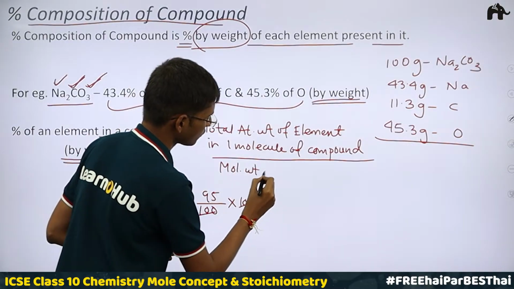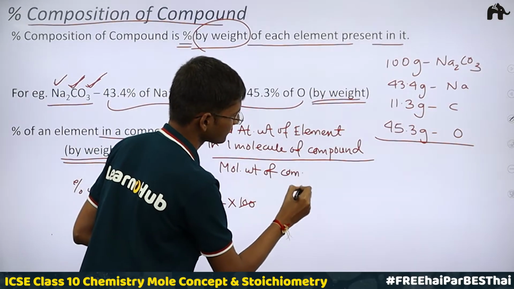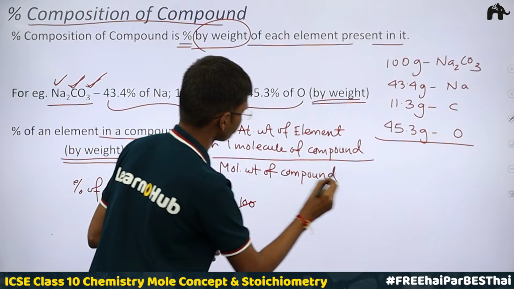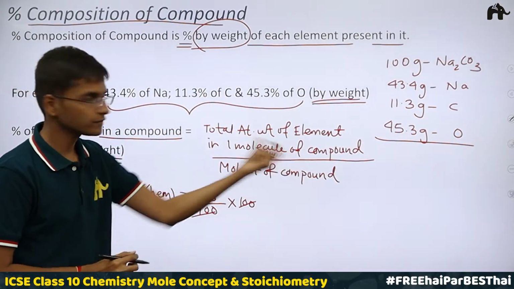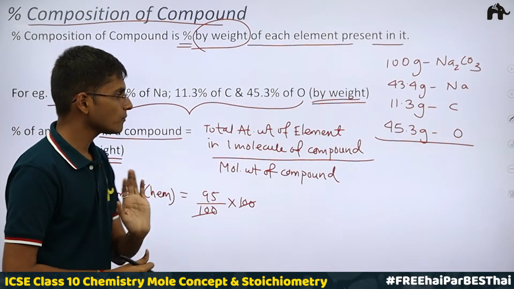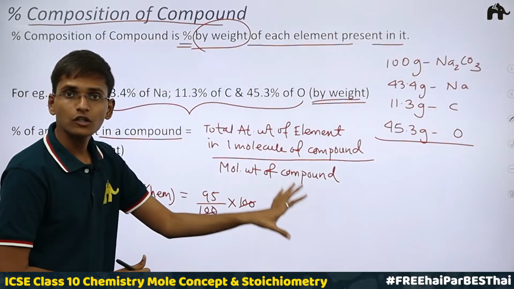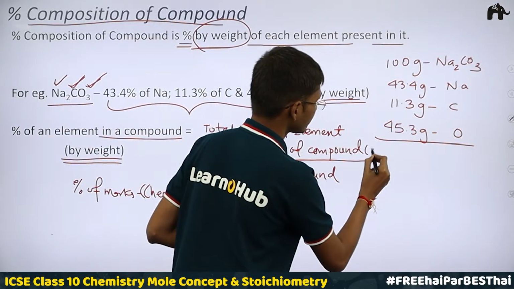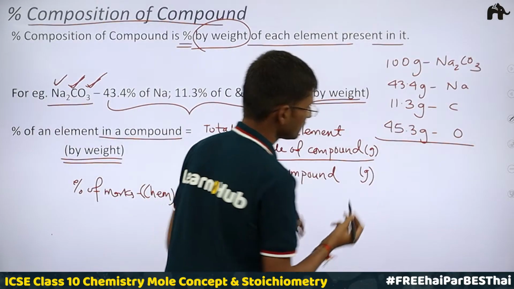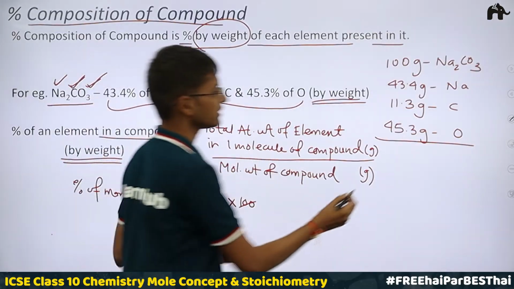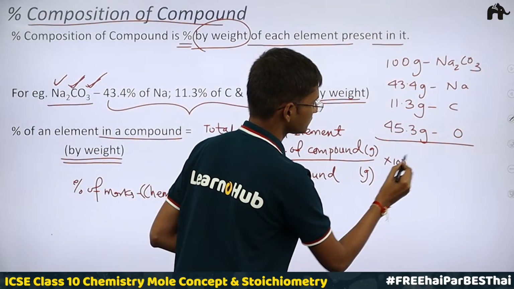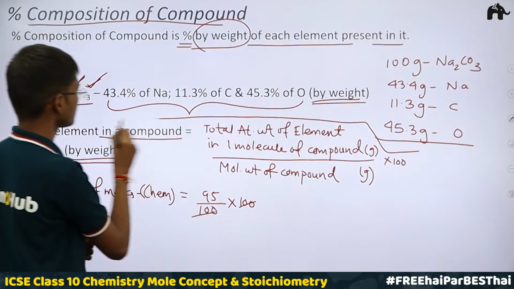Molecular weight of the compound. Now both these weights, the total atomic weight of the element in one molecule of the compound and the molecular weight of the compound, you have to express in grams. And then what you have to do is simply multiply it by 100. You would get the percentage then.